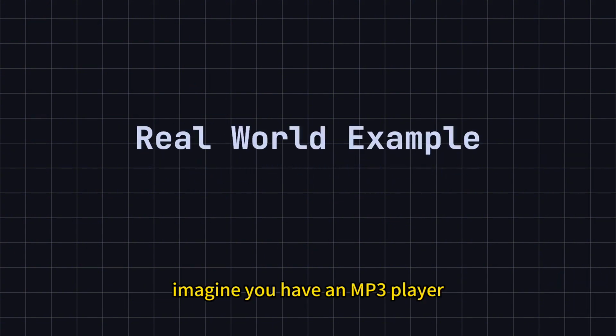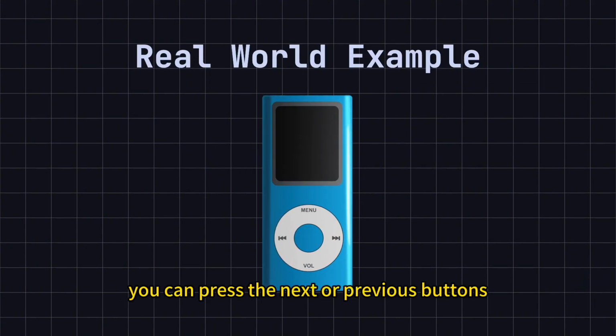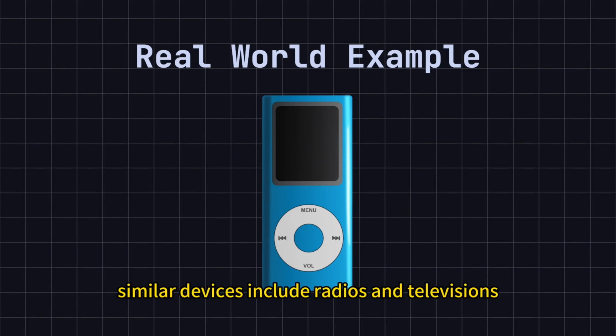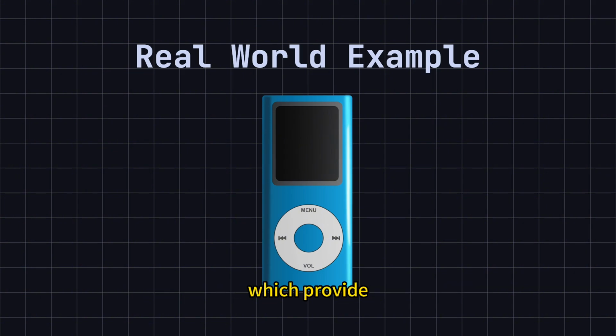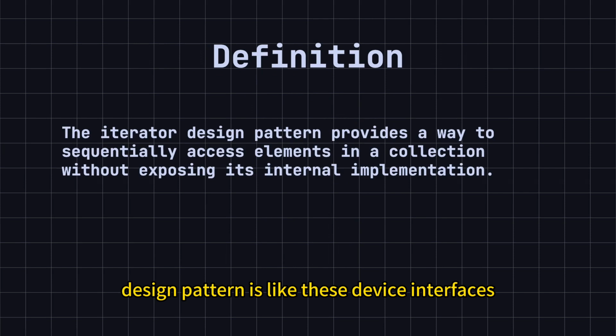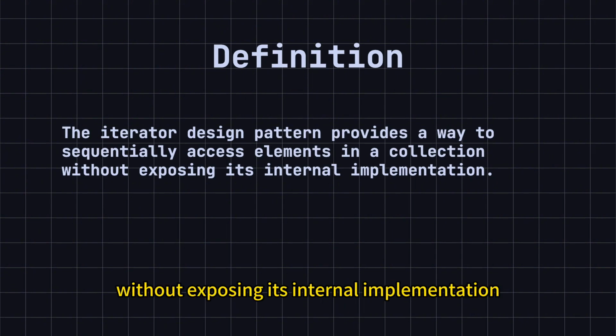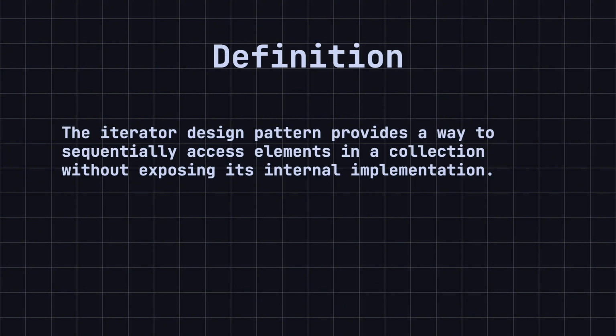Imagine you have an MP3 player. You can press the next or previous buttons to browse through consecutive songs. Similar devices include radios and televisions, which provide interfaces that allow you to traverse different stations or channels. The Iterator design pattern is like these device interfaces. It provides a way to sequentially access elements in a collection without exposing its internal implementation.